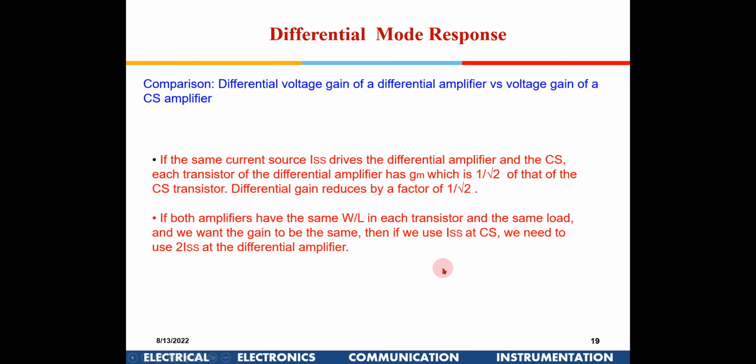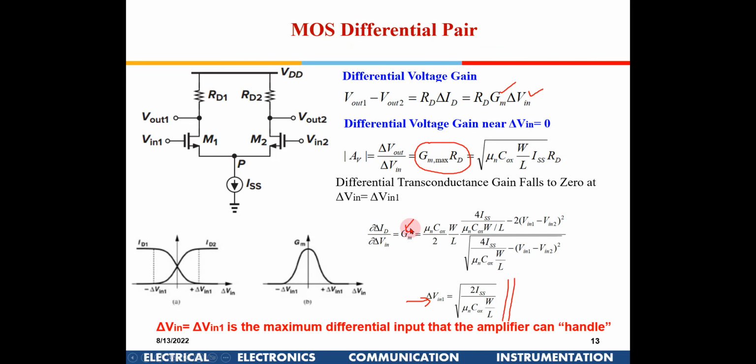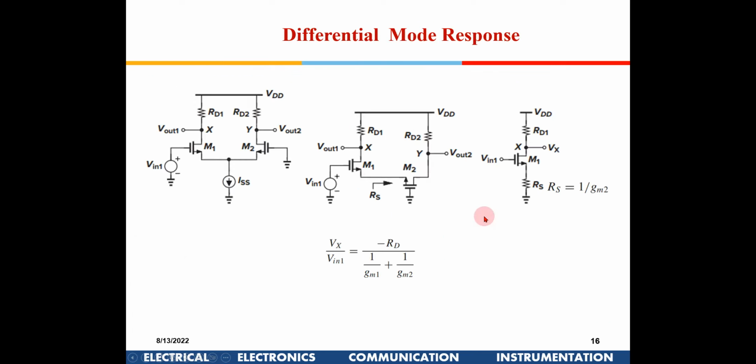What we did earlier, we did a very detailed investigation and we did that derivation, and then we put GM equal to 0 and delta Vin, and we got this value. This was the maximum differential voltage which this differential amplifier could handle, and at that point there will be ISS current in one branch and 0 current in the other branch. This was one approach which is given in our textbook.